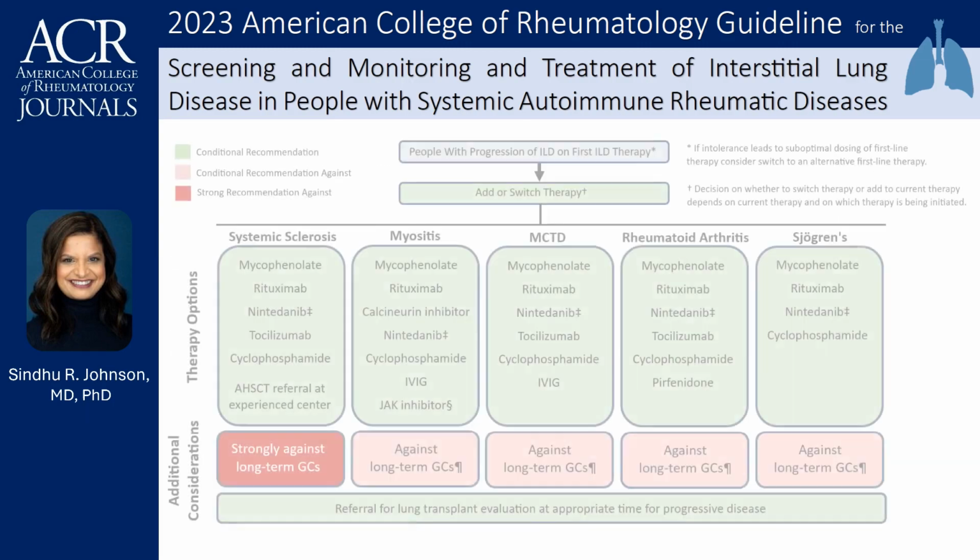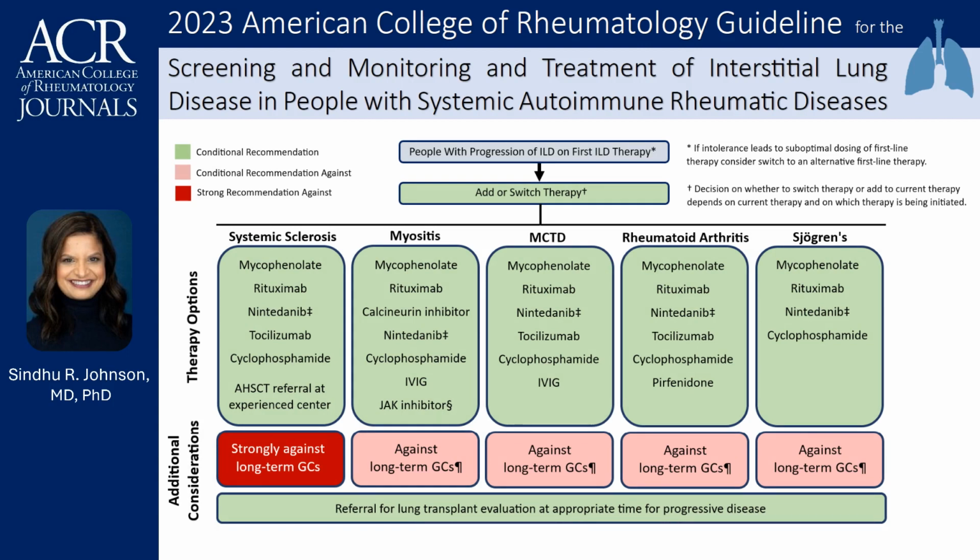For first line ILD therapy in diseases other than systemic sclerosis, we do conditionally recommend short term glucocorticoids. However, there's a slight differentiation in people who have progressed after their first line therapy. So in the patients who have progressed, there is still a strong recommendation against long term glucocorticoids in patients with systemic sclerosis. And there is a conditional recommendation against long term glucocorticoids in patients with myositis, MCTD, rheumatoid arthritis, and Sjogren's. However, short term glucocorticoids can be considered in those patients as a bridging therapy while you're waiting to access new therapy, or while you're waiting for a DMARD to take effect, or if a patient is having a flare of their ILD. But really, we're looking at less than 3 months duration. We really want to limit this. Long-term glucocorticoids should not be considered as a treatment for the ILD, but rather as a short-term bridge.